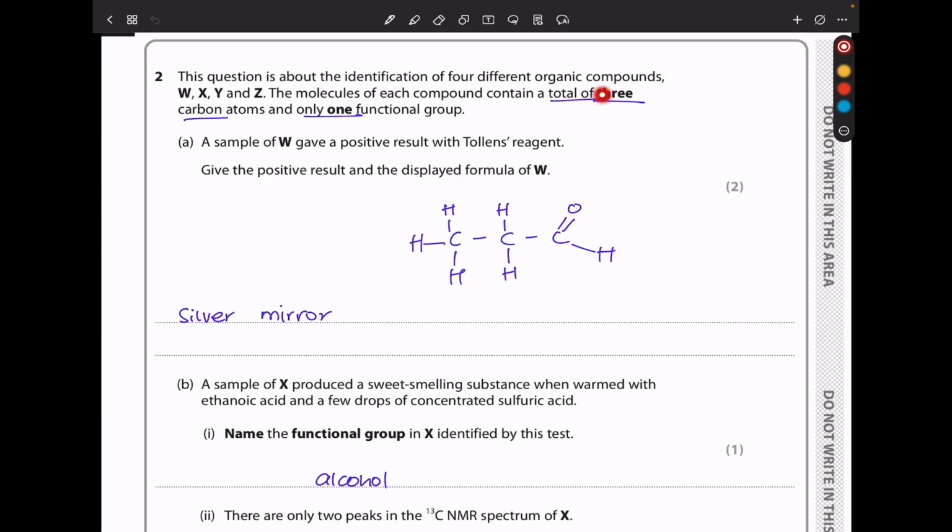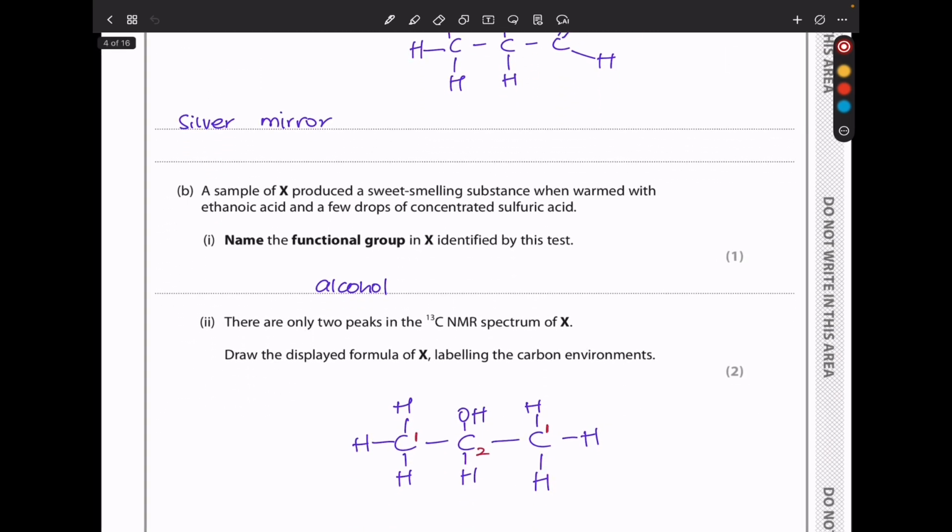However, since this is a 3-carbon containing compound with only 1 functional group, this is going to be the formula of that compound. In part B, a sample of X produced a sweet-smelling substance when warmed with ethanoic acid, of course, this could be an ester, and a few drops of concentrated sulfuric acid. Name the functional group in X identified by this test. This is going to be an alcohol.